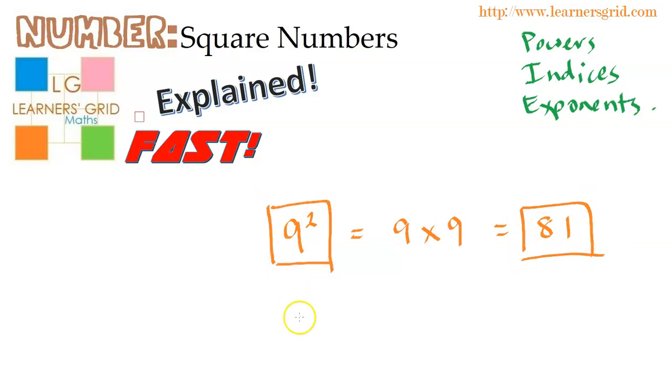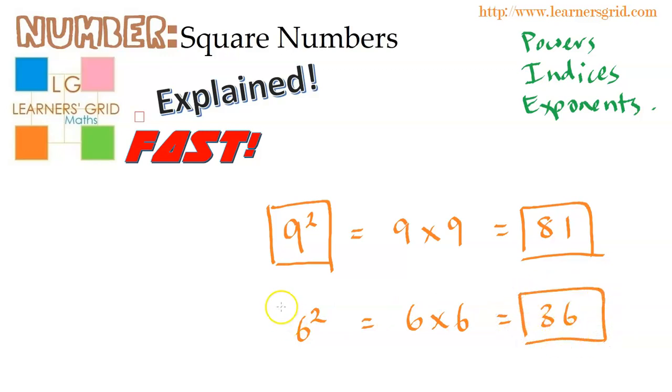What about this one? 6 squared. Okay, what does that mean? It means 6 times 6, which equals 36. So 36 is the square number. You could also express it as 6 to the power of 2 or 6 squared. Okay, and that really is the basics of squared numbers.